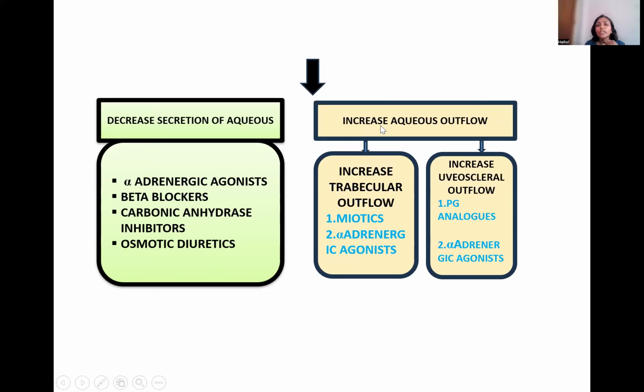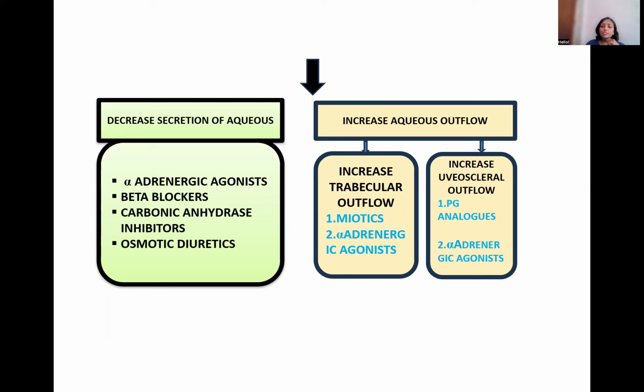Then you have drugs which will increase aqueous outflow. So that is by two ways. It can be either by increasing trabecular outflow or by increasing the uveoscleral outflow. So how will you increase trabecular outflow? Now, these are the class of drugs which will increase trabecular outflow.